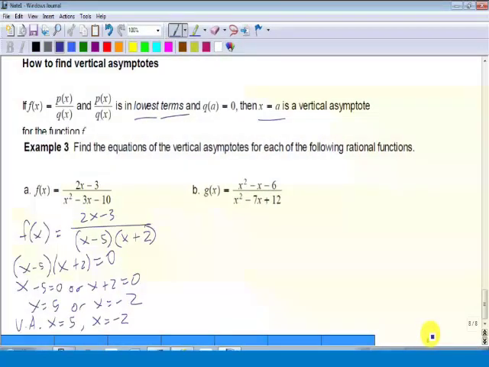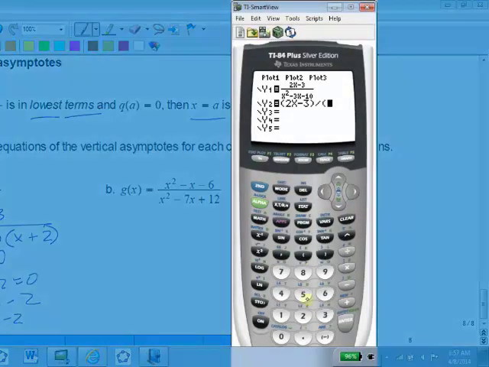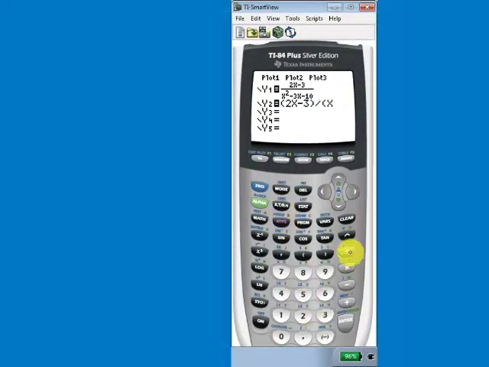The divided by serves as the fraction bar. Then also enclose the denominator in parentheses. It's going to be x squared minus 3x minus 10. Numerator in parentheses, press the divided by bar, denominator in parentheses, and you get a good look at this. Let's see if it just graphs the thing twice.